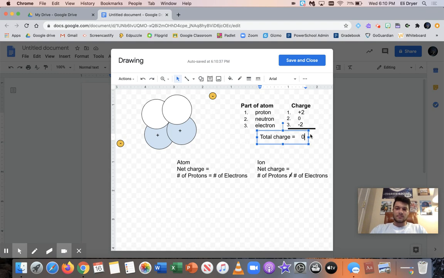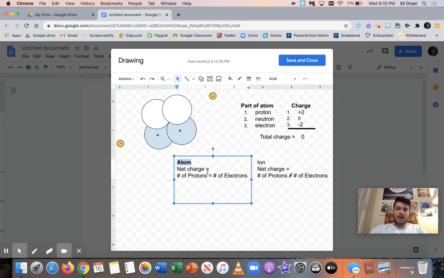We get 0. Here's the thing about atoms, specifically talking about atoms here. Atoms have a net charge. That means an entire charge of the entire atom of 0. Atoms always have a net charge of 0. So if you have items in the atom that have a positive charge or a negative charge, in order for that atom to have the net charge of 0, they need to balance out. Which is why if I have two protons, I need to have two electrons so that my net charge is 0.